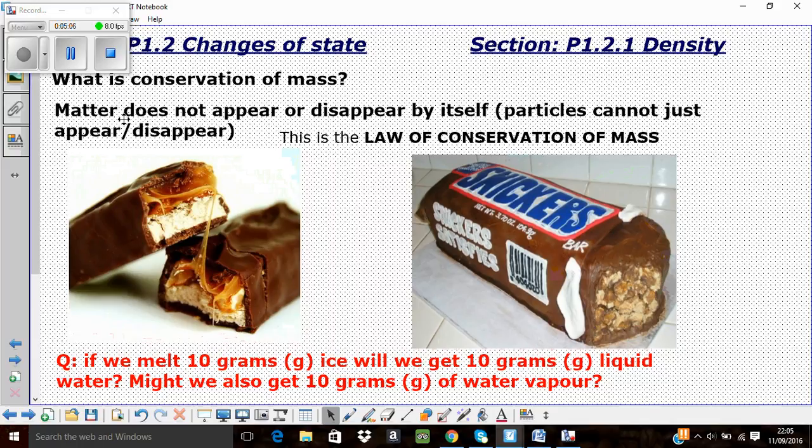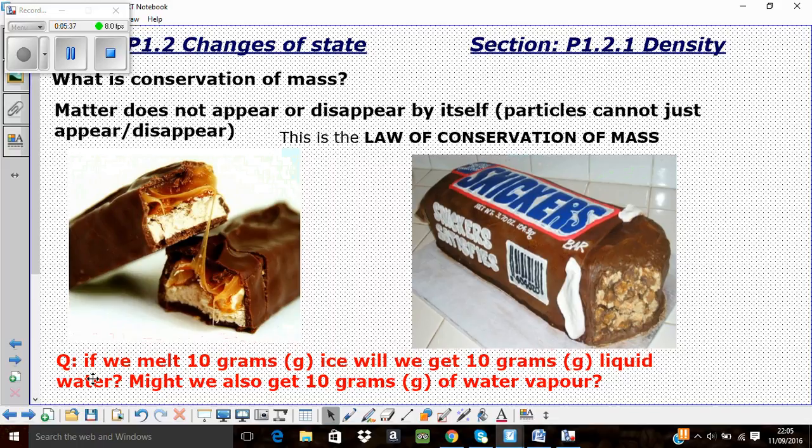That's because matter cannot just appear or disappear. Particles, atoms, they don't appear or disappear. They can only move around, mostly during chemical reactions, but they're not doing it by themselves. So the question is, if we melt 10 grams of ice, which is made of water molecules, will we get 10 grams of water?